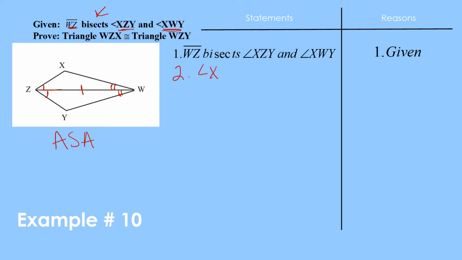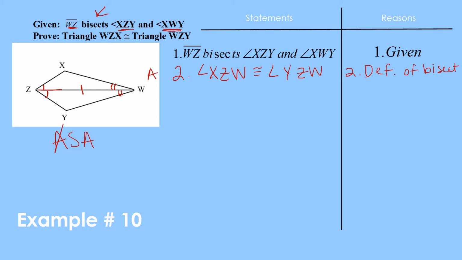Angle XZW is congruent to angle YZW. And the reason I knew this is because I knew that ZW was bisecting that angle. So I knew that those angles were congruent by definition of bisect. Okay, so that is one of my angles. I can cross one of my angles off.